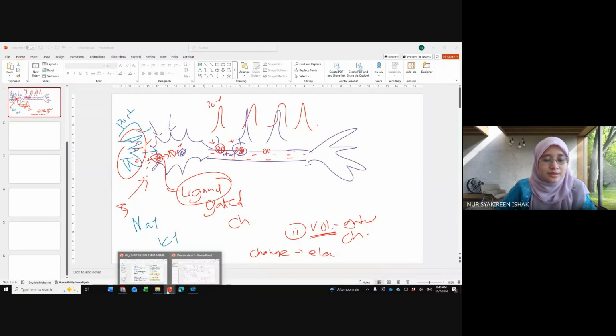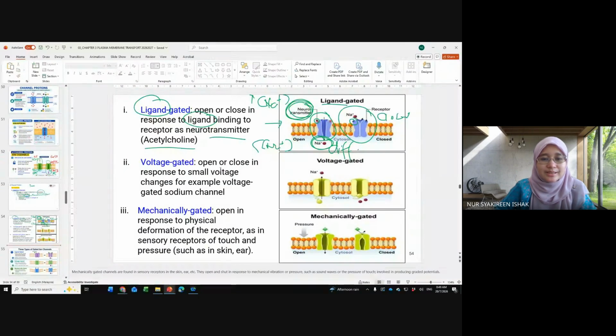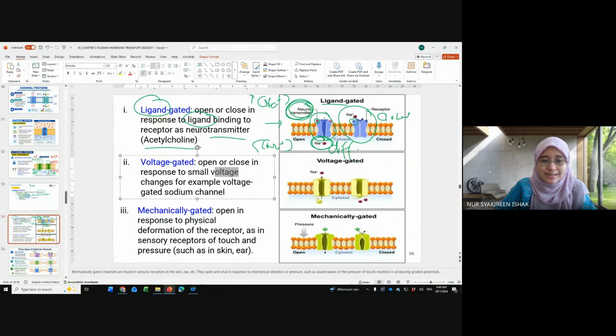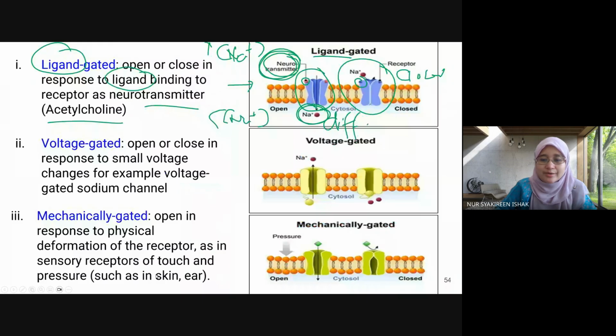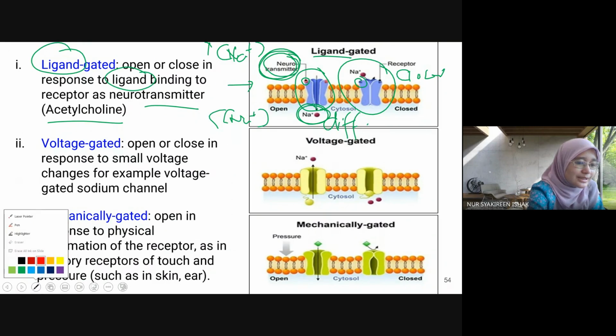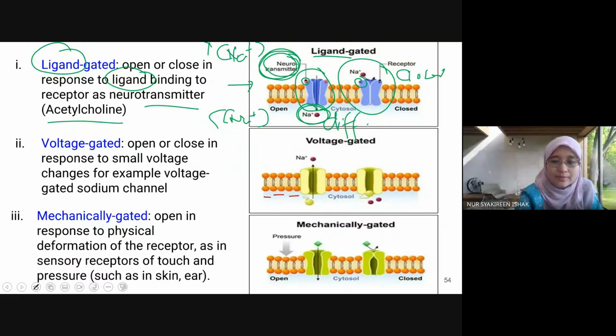Okay. So voltage gated channels open or close in response to small voltage changes. For example, the voltage gated sodium ion channel. For this diagram here, initially inside the cell it is negatively charged. Outside it is positively charged.